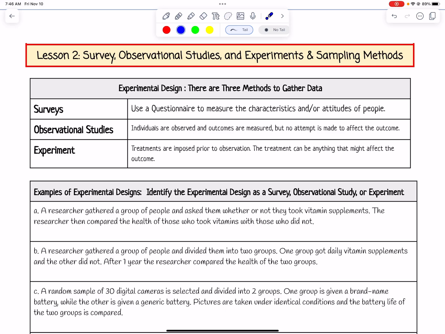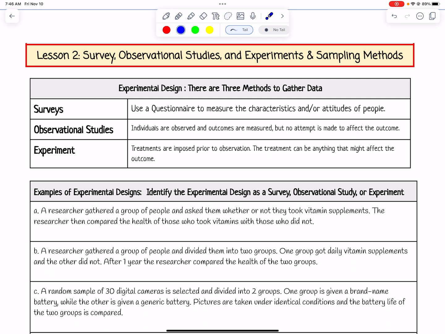In this lesson, we're going to look at surveys, observational studies, and experiments, and then we're also going to take a look at different sampling methods. So a survey is a questionnaire used to measure the characteristics and/or attitudes of people. Most of us know a survey. We've been given those time and time again by teachers, by stores where we shop, things like that. They give out lots of surveys these days.